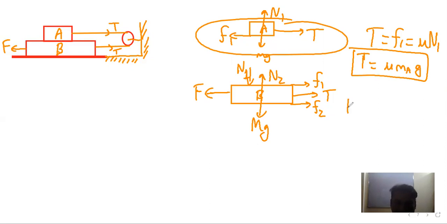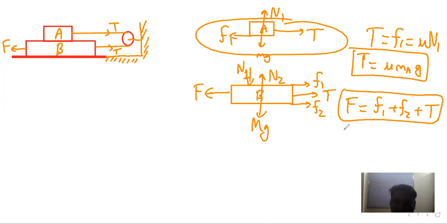Now for block B, we have capital F is equal to F1 plus F2 plus capital T. So this is the force balance. So let us consider the values. Capital F will be F1. What is the value of F1? It is mu into MA into G, plus F2. F2 value will be mu into, what is the value of M which is given to us? So in that case, we have mu into this value.